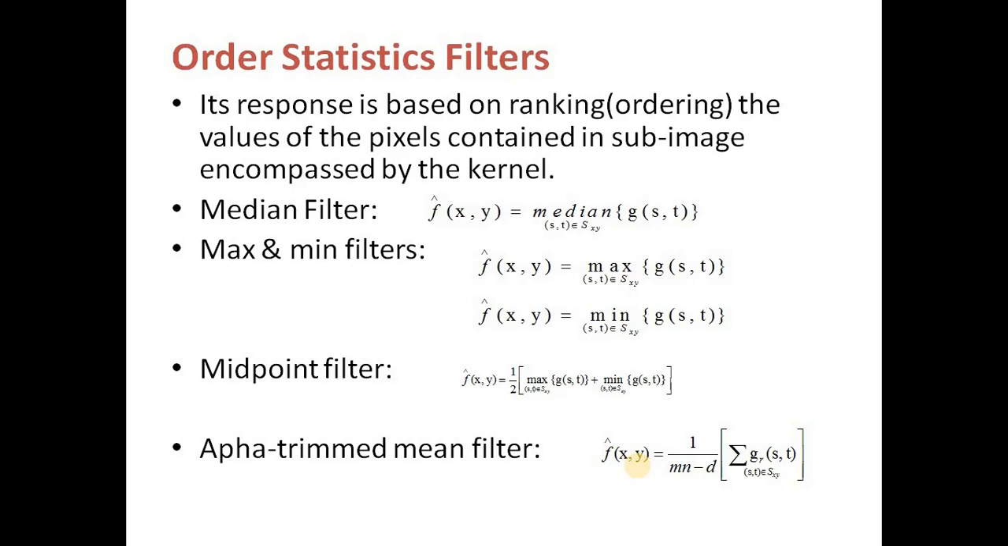When d equals 0, this alpha trimmed mean filter is the same as the arithmetic mean filter. In the alpha trimmed mean filter, if we choose d equal to mn minus 1, the filter becomes a median filter. And for various values of d, this alpha trimmed filter is useful in reducing noise where the image has been corrupted by multiple noise types, such as a combination of salt and pepper and Gaussian noise.